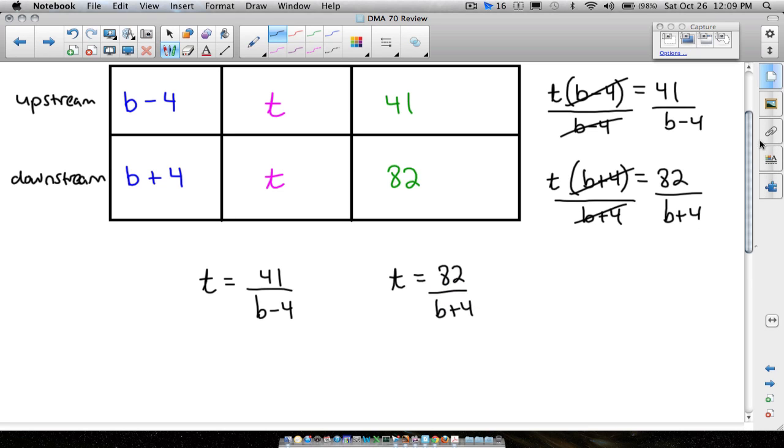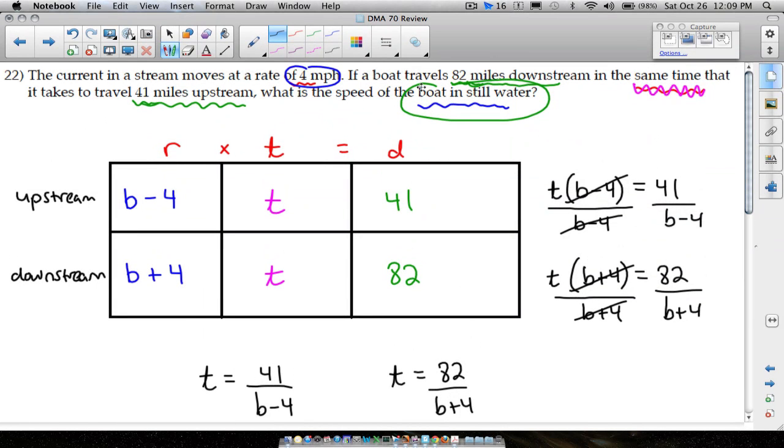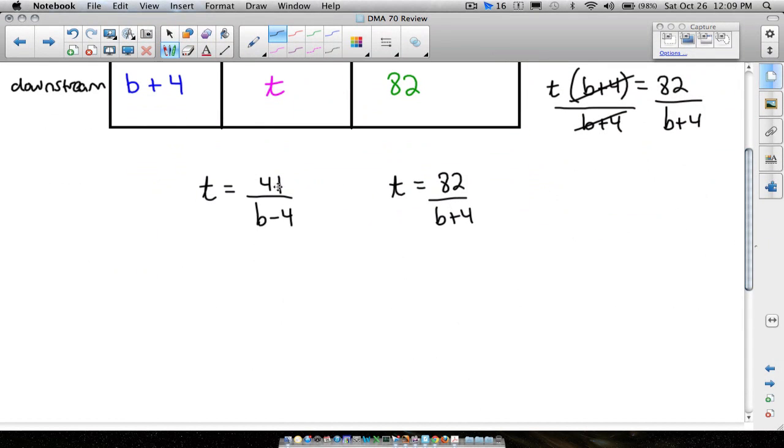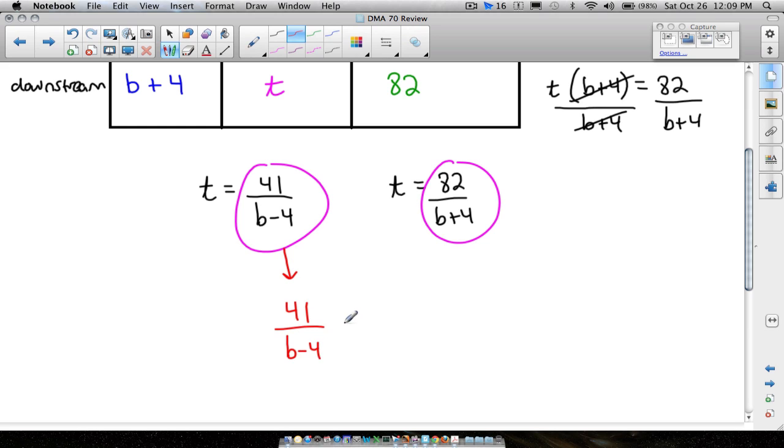Now the reason why I'm doing this is because of that question. We're trying to find the speed of the boat. We're trying to find b. Well, notice that t equals this stuff, which has the b in it. Well, t is also equal to this stuff which has a b in it. So if t equals this and t equals this, then these two pieces have to be equal to each other. So let's set them equal to each other. 41 over b minus 4 is equal to 82 over b plus 4.